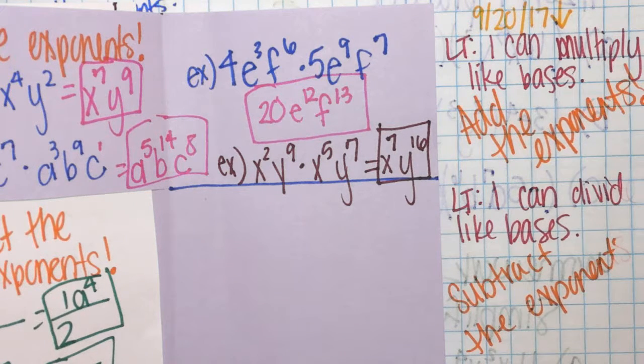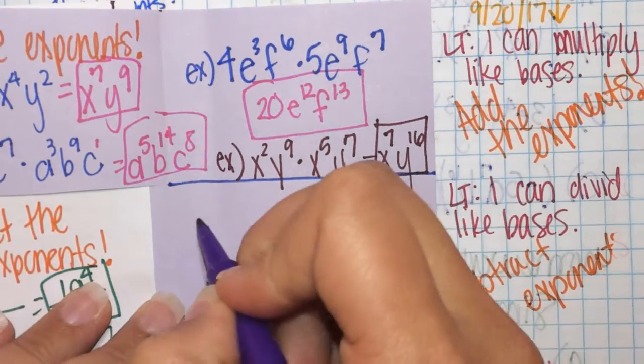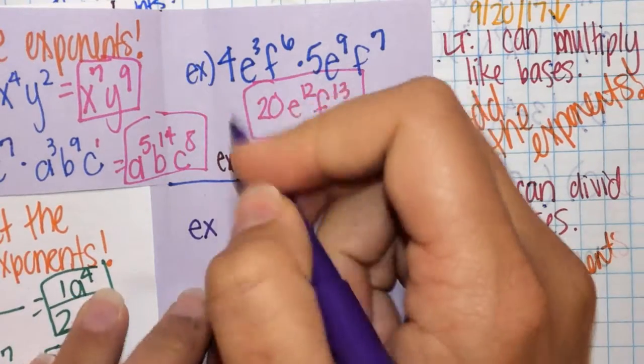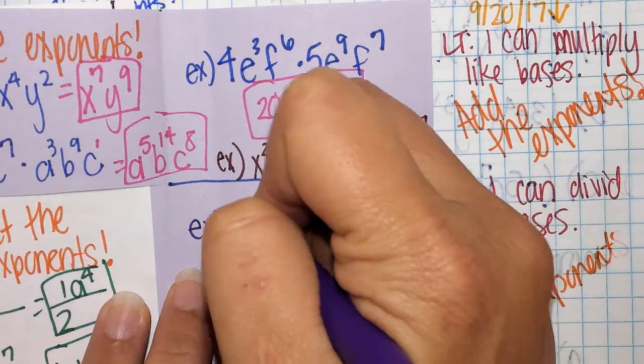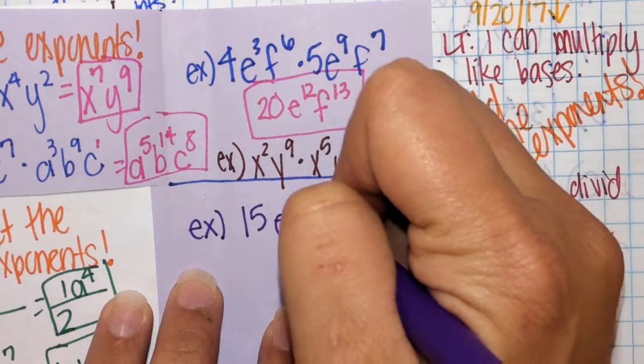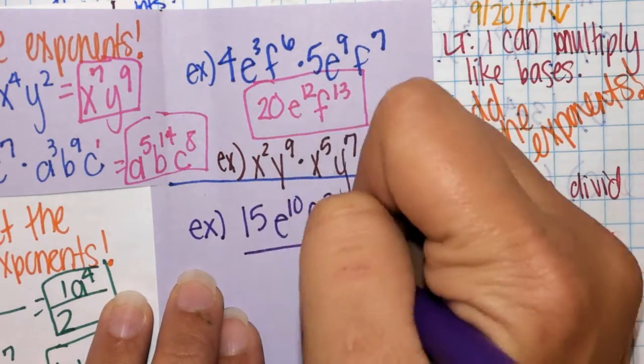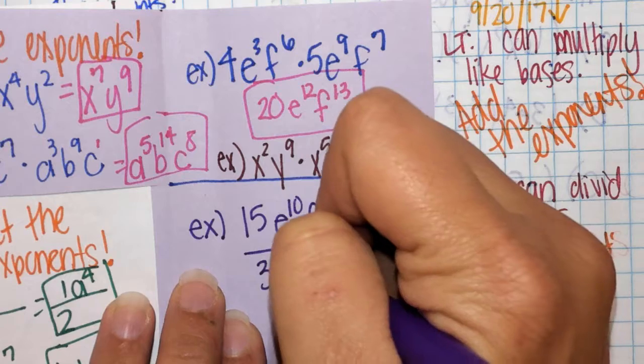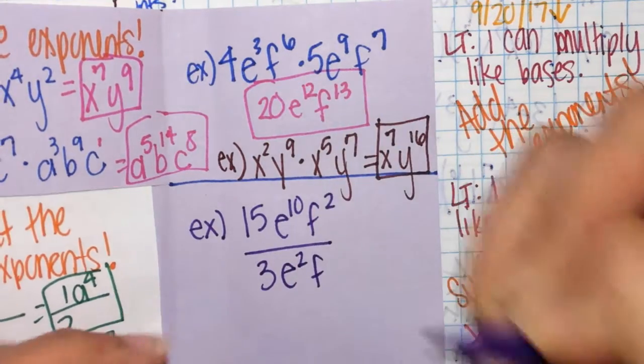We're on Supercode Day. Oh, all right. Are we ready for dividing? Sure. Okay. So let's look at this one. If I say 15 e to the 10th f squared divided by 3 e squared f.